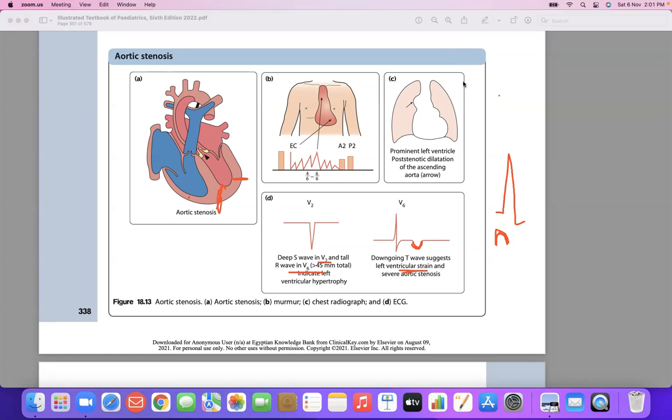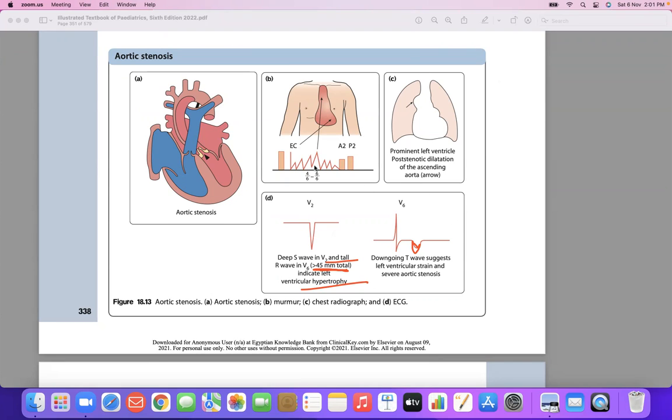Here he has given tall R waves in V6 more than 45 mm total. If you measure, it should be more than 45 mm tall. This indicates left ventricular hypertrophy. The strain is the inverted T wave in V6, and deep S waves in V2 and V1. This is very important. You should know this: left ventricular hypertrophy in aortic stenosis.